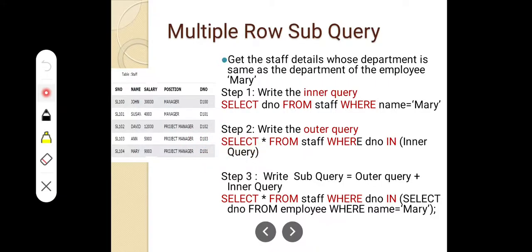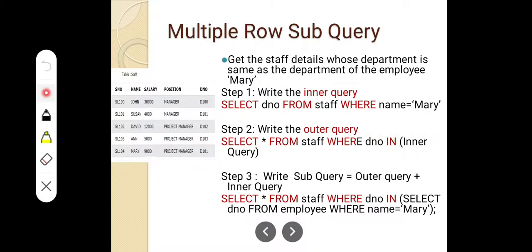Okay, some of you may have the doubt, since I have already told you that it is a multiple row subquery, so we use in. Here the inner query is retrieving only a single value. See, select D number from staff where name equal to Mary. That means the inner query is retrieving only the value D101, a single value. So why can't we write equal to instead of in?